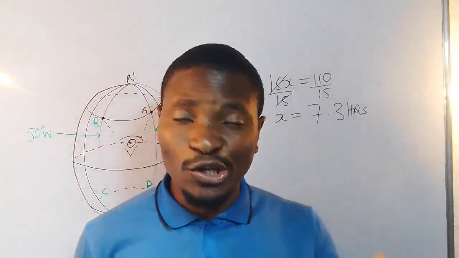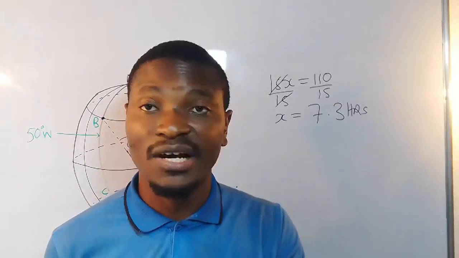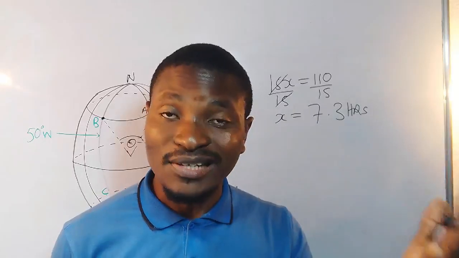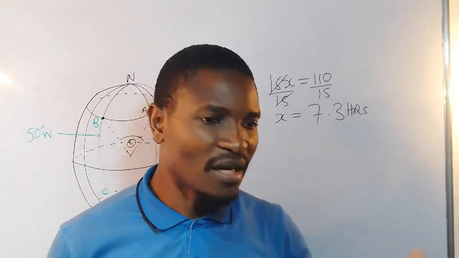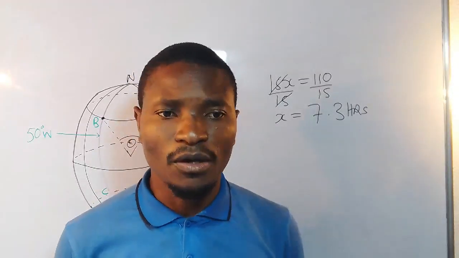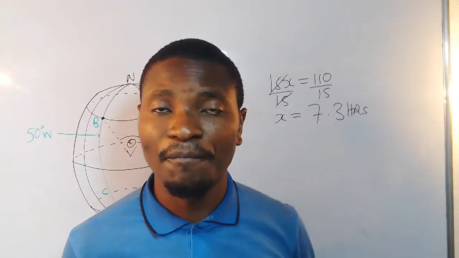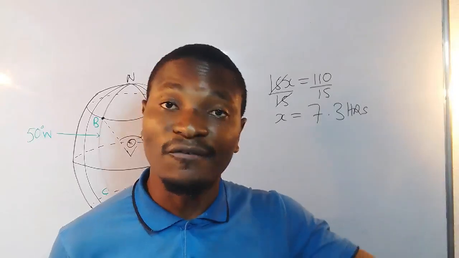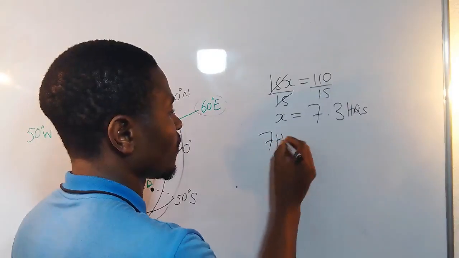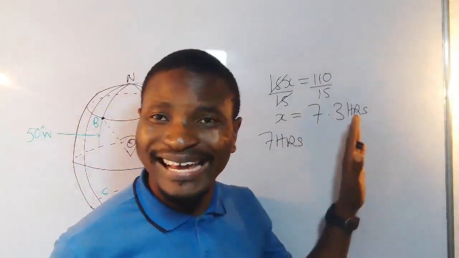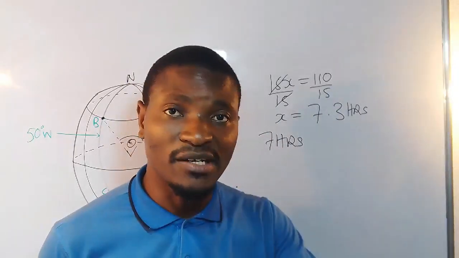Now, when you check on your calculator, you discover that it is 7.33333. The numbers are repeating, non-terminating. So the point is that we don't want to include all those numbers. All we want is the first whole number before the decimal, that is 7 hours. Any number after the decimal, those are going to be the minutes.